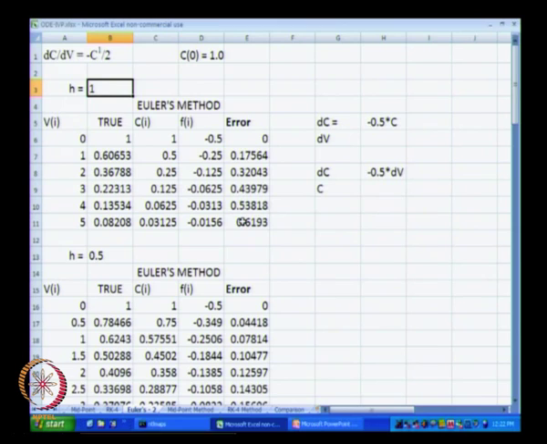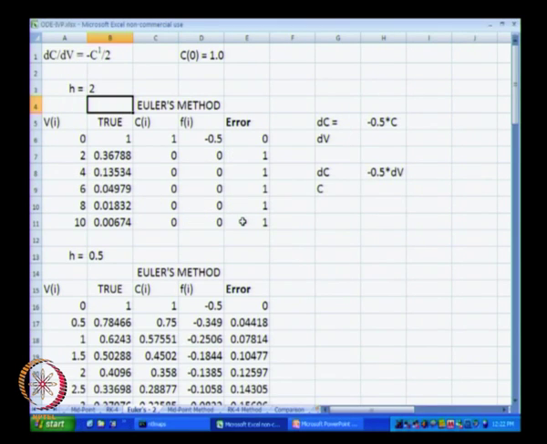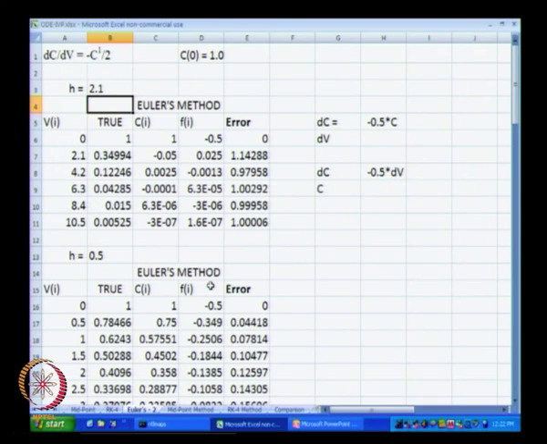Now if we go from h equal to 1 to h equal to 2, what happens is what we had seen earlier. Immediately the concentration has become 0, and from that point onwards we cannot proceed. Okay. Now what do we do if h happens to be h equal to 2.1? This is what we see when h equal to 2.1: the concentration has become 1, it has become negative, and then it is oscillating and finally settling down at the steady state value.